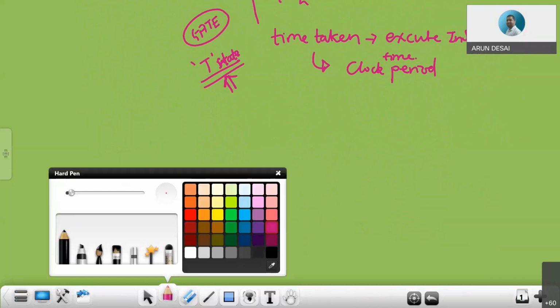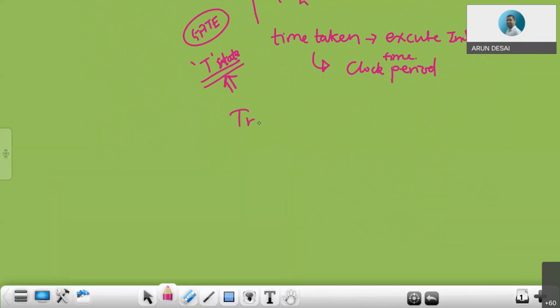Now, next term is tri-state logic. Right. Every time if you refer to a few books or documents, there is a terminology which is used, called tri-state logic. This microprocessor works in tri-state logic.